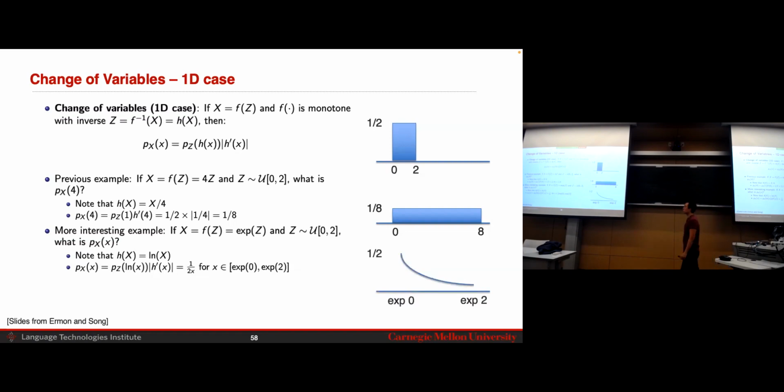So that's like this. You're going to have a PDF raised to 1. The range goes from exponential 0 to exponential of 2. It starts at half, and the function is 1 over 2x. It starts going down like this.